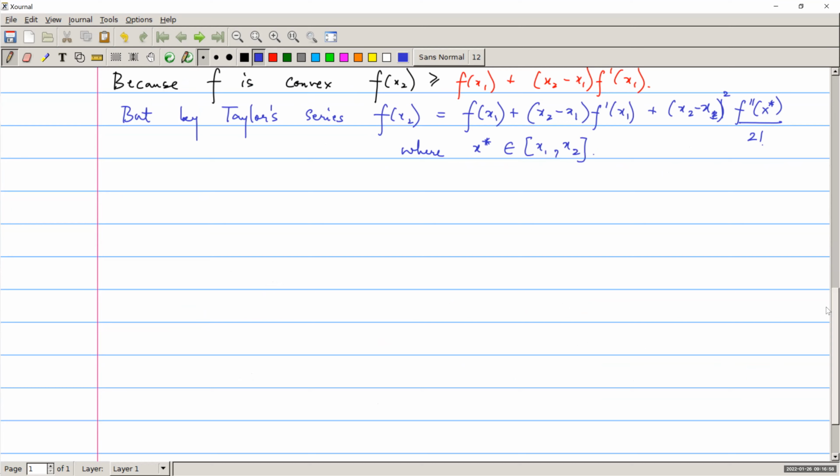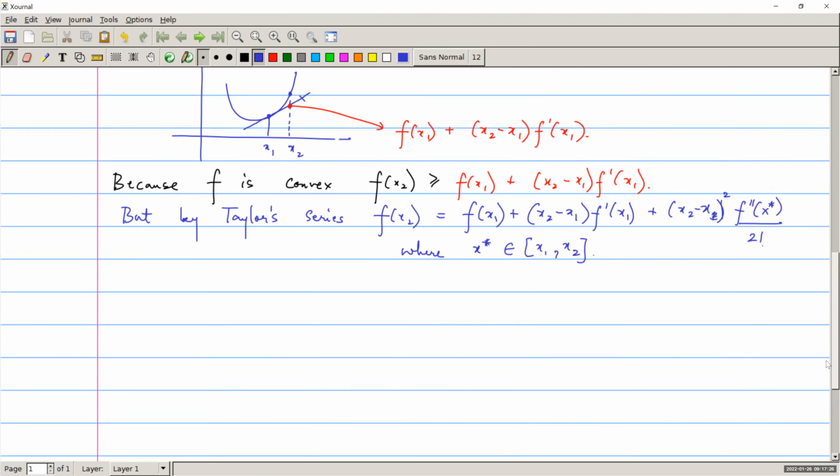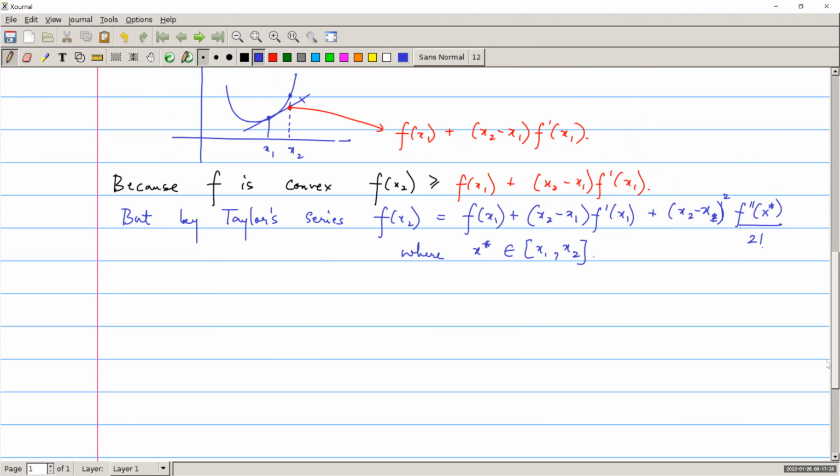Okay, so the Taylor series expansion of f tells us that f of x2 will be equal to the value at x1, plus the term that corresponds to the first derivative, plus a term that corresponds to the second derivative. But the second derivative is evaluated at some point between x1 and x2. So this is like combining Taylor series with the mean value theorem.